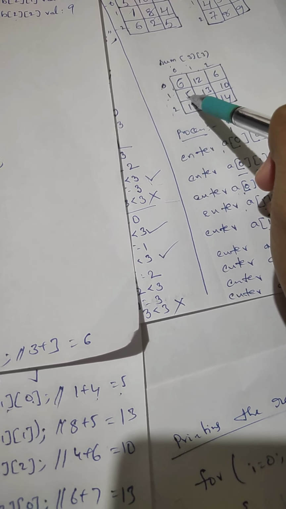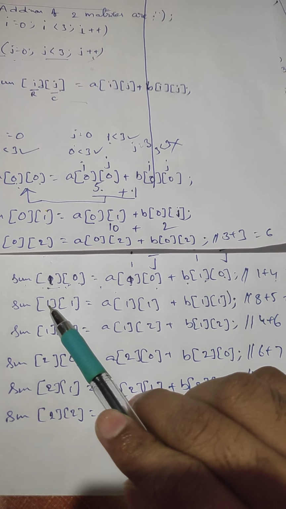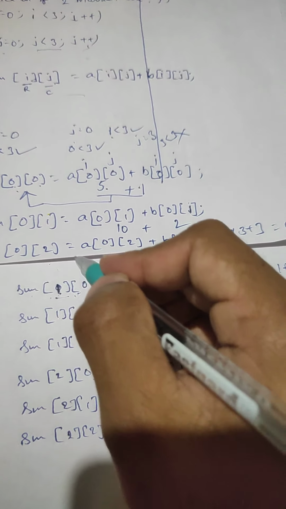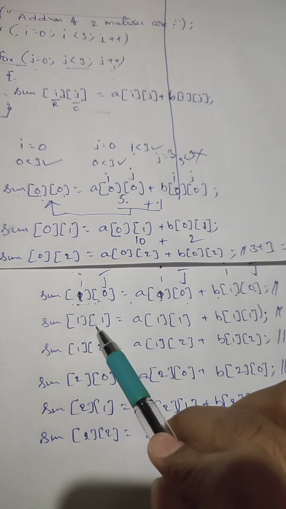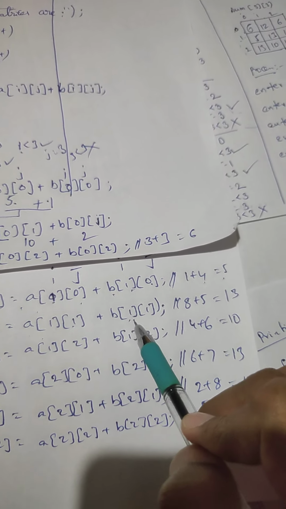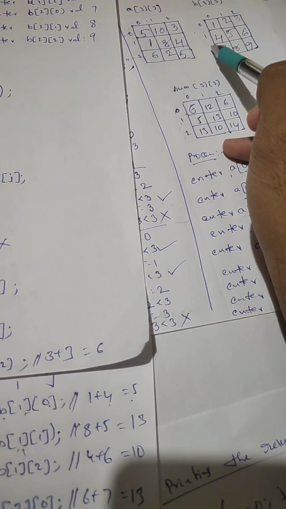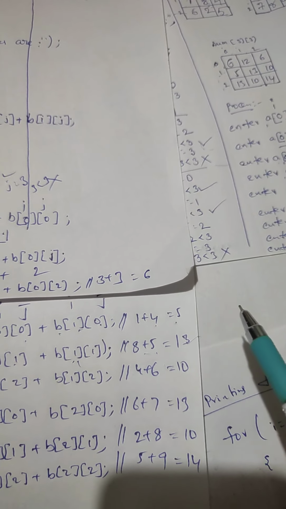And j plus plus means the j value is incremented by 1 and the I value is still constant. In sum of ij, this value belongs to I and this belongs to j. Sum of 1 1 is equal to a of 1 1 plus b of 1 1, first row first column. The a of 1 1 value is 8 and the b of 1 1 value is 5. So that means 8 plus 5 is 13.